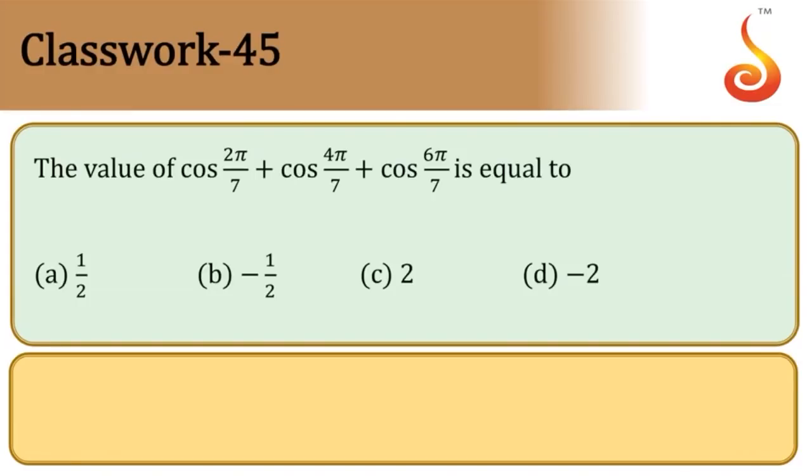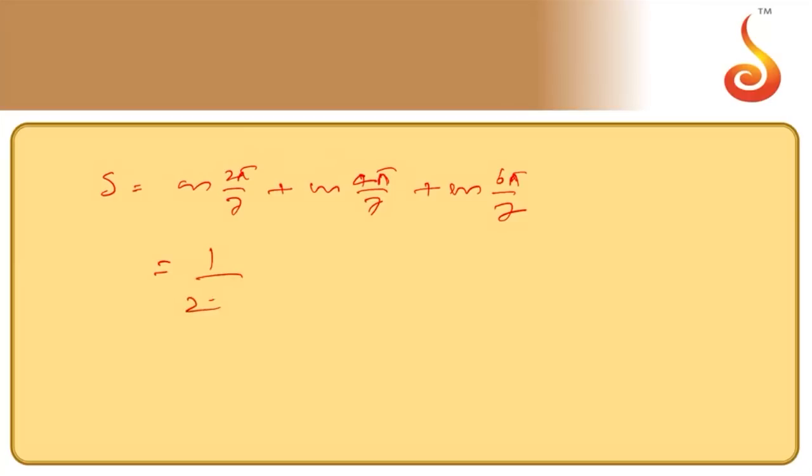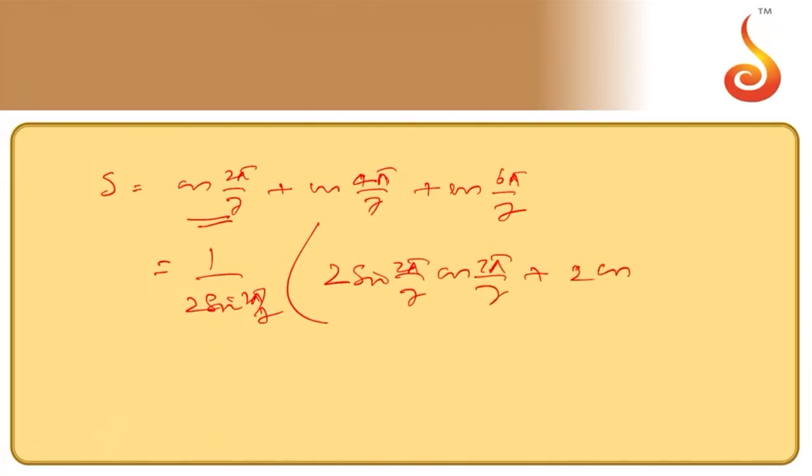45. Cos 2 pi by 7, cos 4 pi by 7, cos 6 pi by 7. To work out this one, I take S is equal to cos 2 pi by 7 plus cos 4 pi by 7 plus cos 6 pi by 7. I multiply and divide by 2 sin 2 pi by 7 here. So 2 sin 2 pi by 7 into cos 2 pi by 7 plus 2 times cos 4 pi by 7 sin 2 pi by 7 and plus 2 times cos 6 pi by 7 multiplied by sin 2 pi by 7.